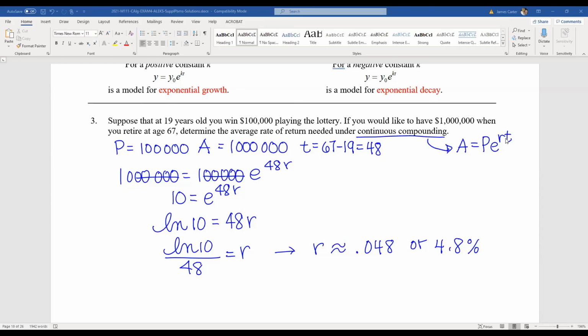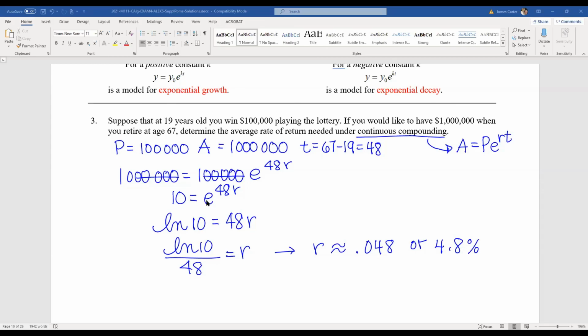Now, continuous compounding, here's the formula we're going to use. A equals Pe to the rT. So in this case, the A is $1 million. The P is 100,000. The time is 48, and we don't know the rate. Okay. 100,000 goes into $1 million 10 times.